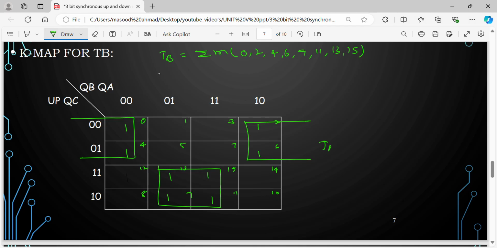So now I will get the expression for TB as what exactly? The expression for TB is, if I look at this, of course I will get TB. The TB value turns out to be, here I am going to get QC bar, then QA bar, okay, plus what I got is, what is here is QB, what is here is QA. So QB QA.